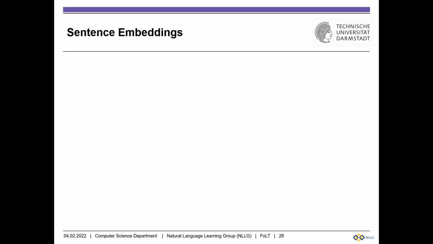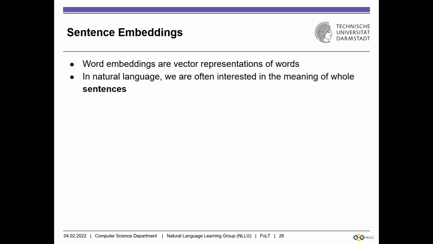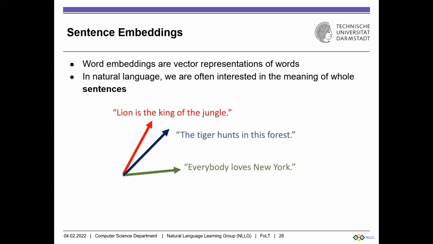Good. Now we have seen how words can obtain embeddings. Let's also see how sentences can obtain embeddings. So word embeddings are vector representations of words, but in natural language, we are often very much interested in the meaning of whole sentences. So not only individual words, but complete sentences. And that could look like the following.